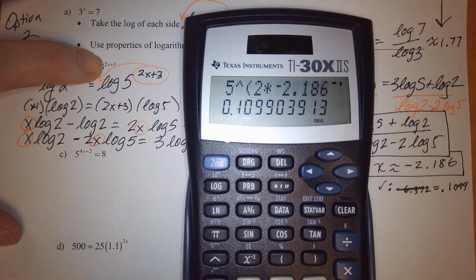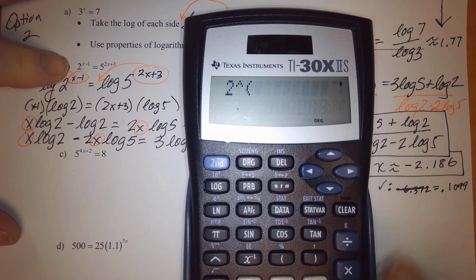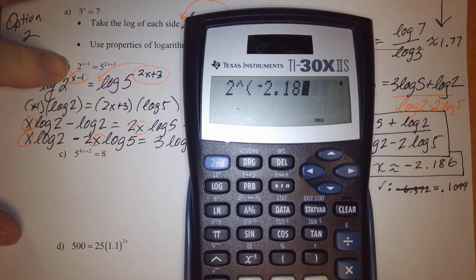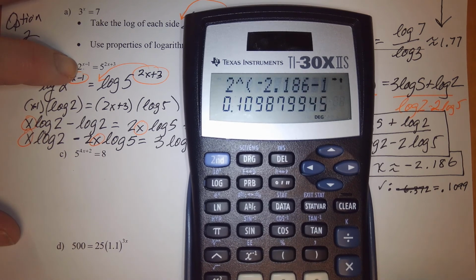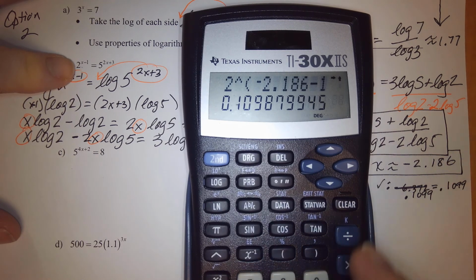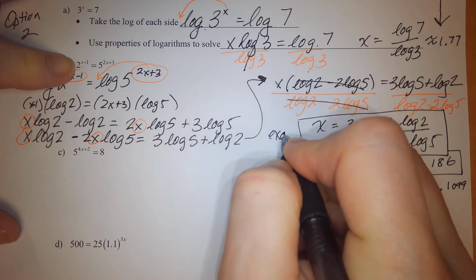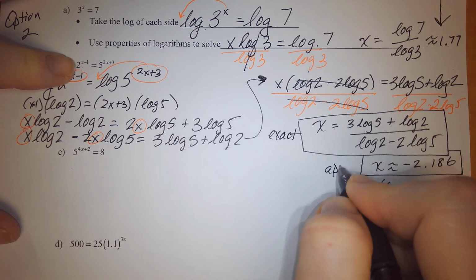So let's check one more time. Left side, 2 to the power of negative 2.186 minus 1. Oh, I must have done something wrong in the first calculation. So since the left side and the right side do indeed equal each other in this equation up here, that means this is the solution. This would be the exact solution. This would be the approximate solution.